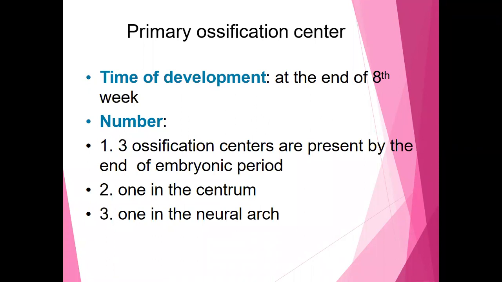One in the centrum, one in the neural arch. Okay? So the centrum is the body, so that is one, and the 3 ossification centers appear in the embryonic period.